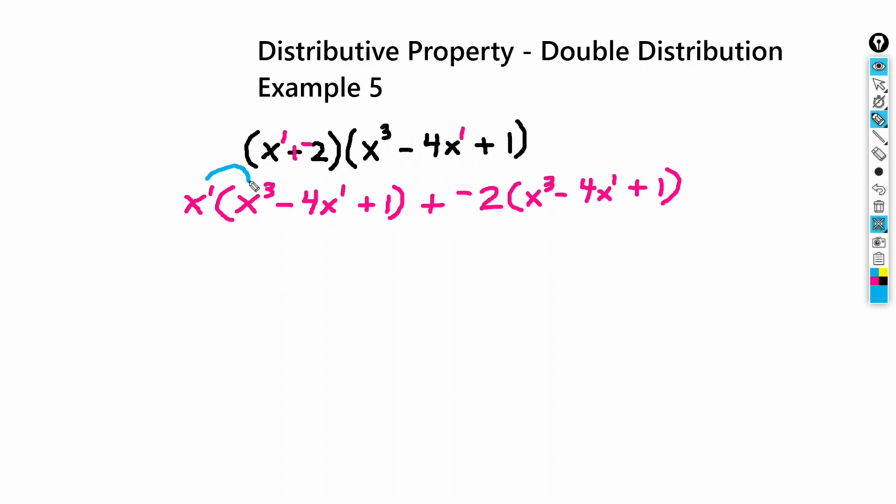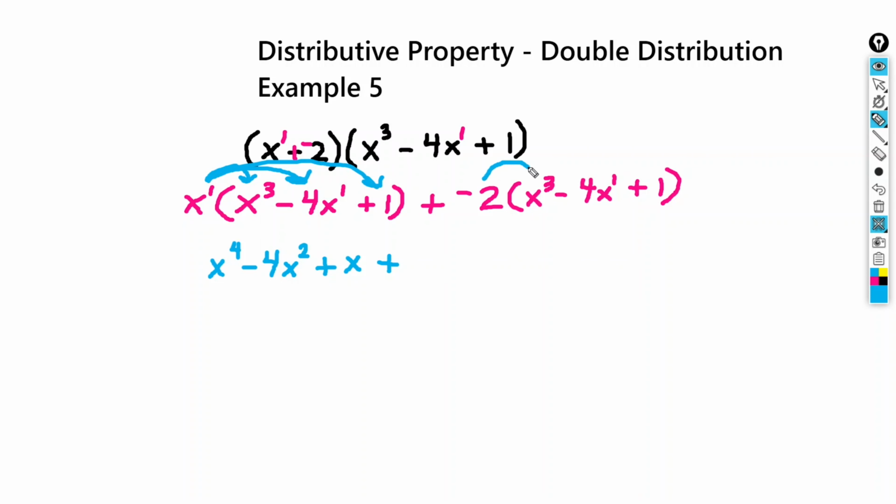So we have x to the first times x cubed. Well, remember, same base. We're going to add the exponent, so 1 plus 3 is 4. So x to the fourth. Okay, then x to the first times a minus 4x to the first. So that's going to give me a minus 4x squared, because 1 plus 1 is 2, obviously. Okay. All right, next we're going to do x to the first times 1, which is just 1x, and we can just write plus x.